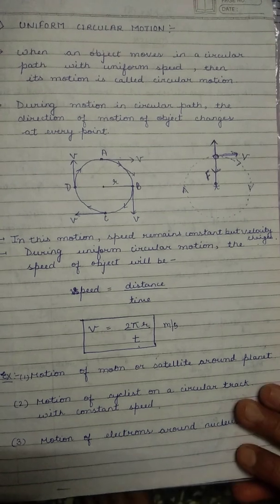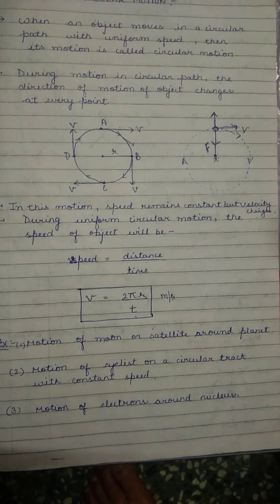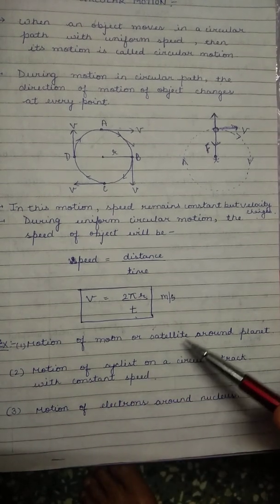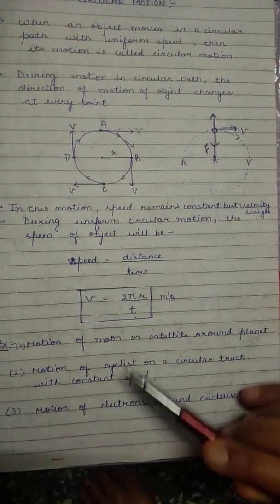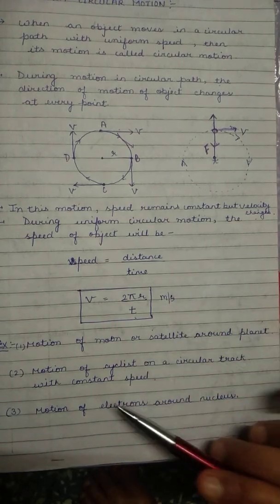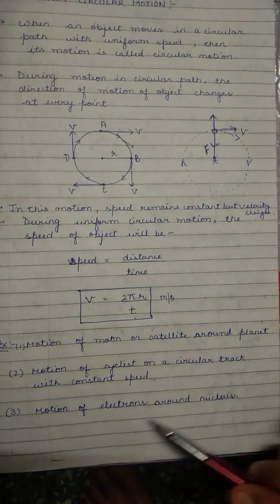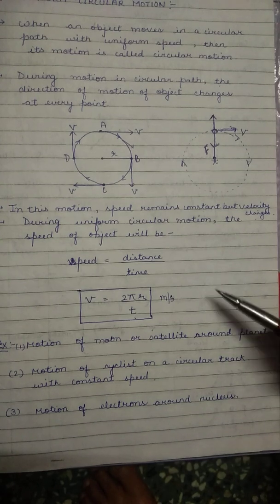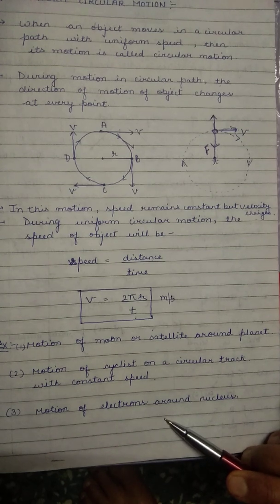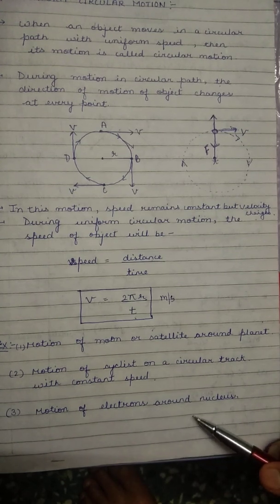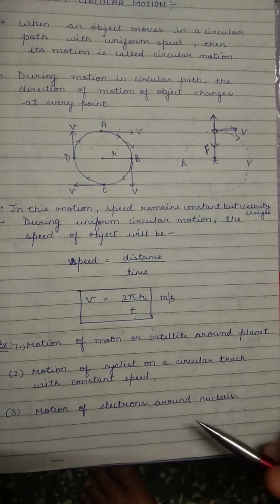Now there are some examples related to the motion of an object in a circular path, like the motion of the moon or any satellite around the planet. Even if a cyclist is moving on a circular track with uniform speed, it is also an example of uniform circular motion. If electrons are moving around the nucleus in an atom, this is also an example of uniform circular motion. Even an athlete running on a circular track is also an example of uniform circular motion.